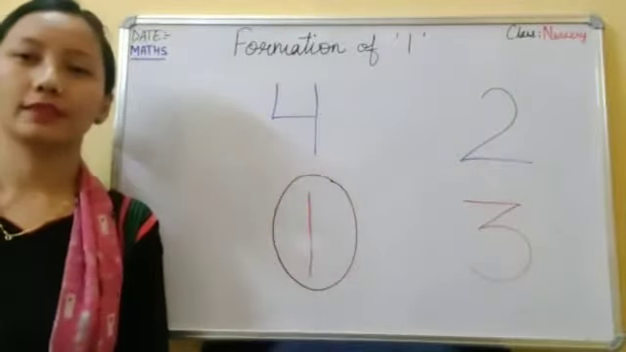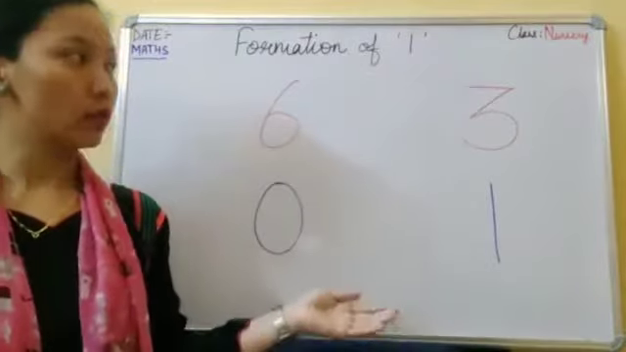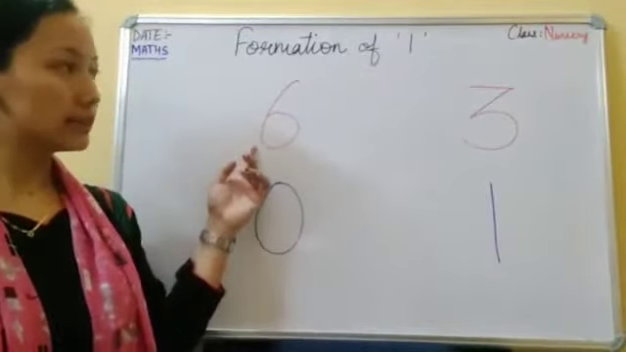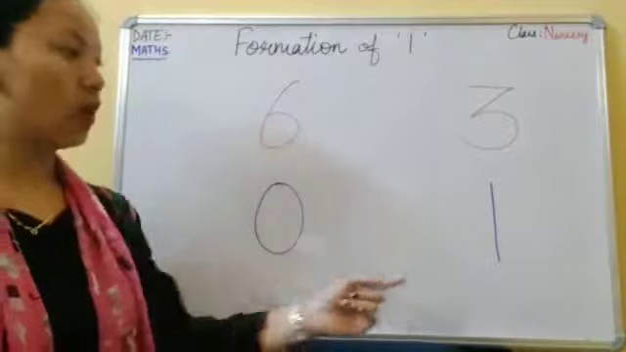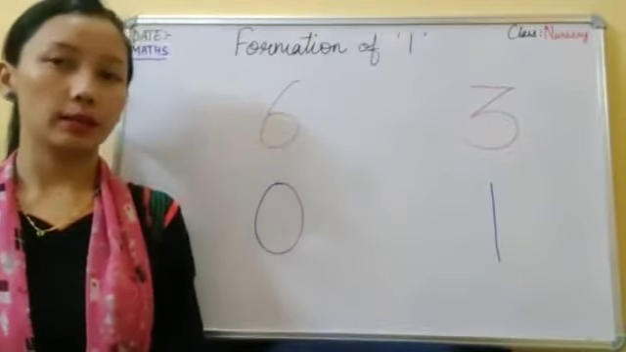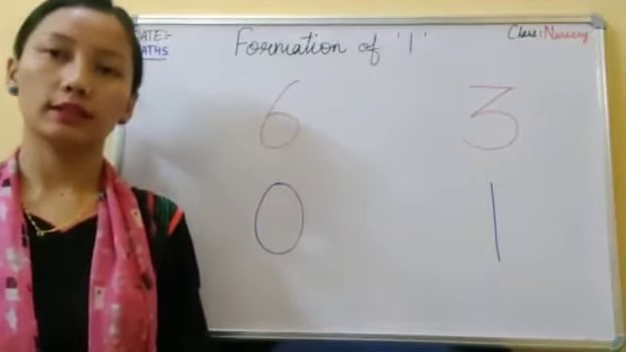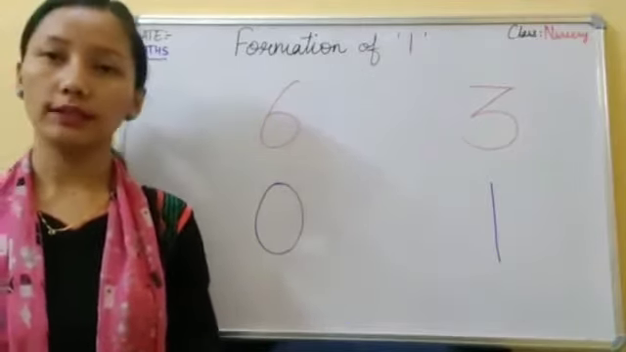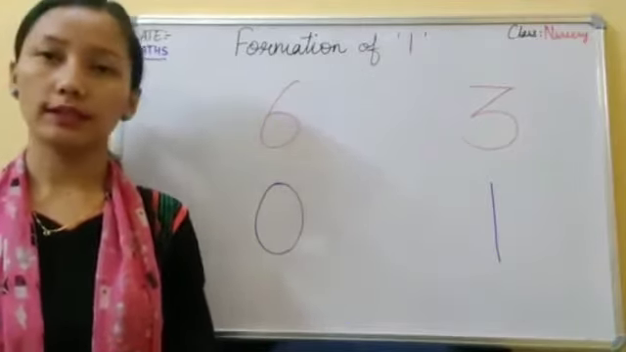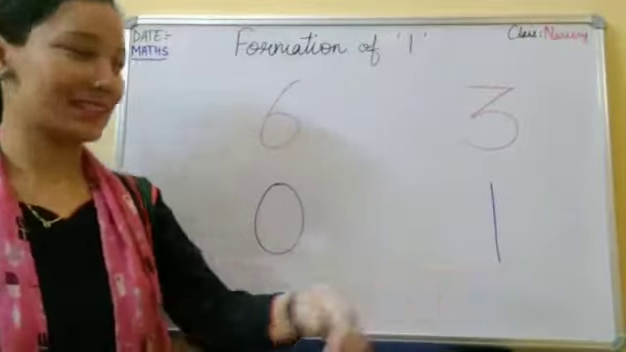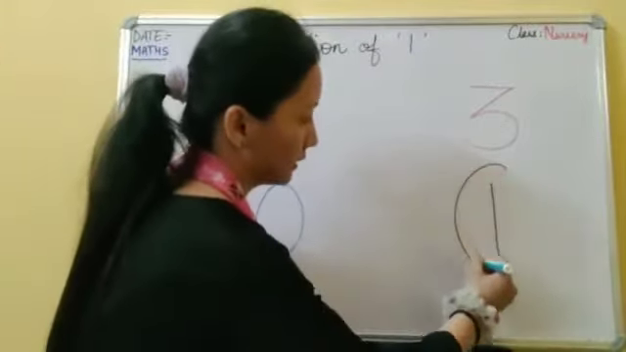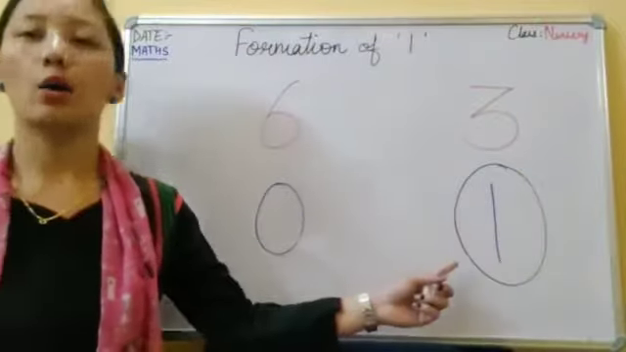Circle it. Now, next 4 numbers we have 6, 3, 0, 1. Now tell me, which is number 1? Can you recognize number 1? Is this number 1? No. Is this number 1? No. Is this number 1? No. Is this number 1? Yes. So, encircle it. This is number 1.